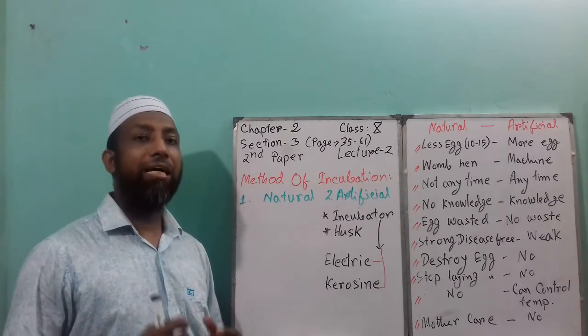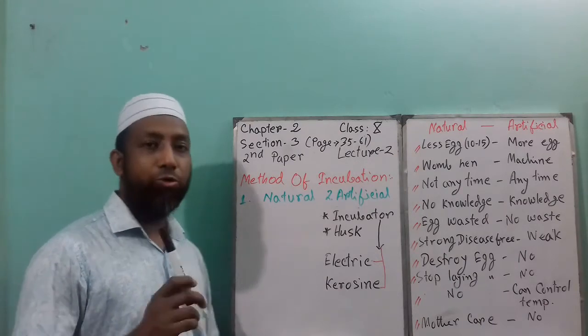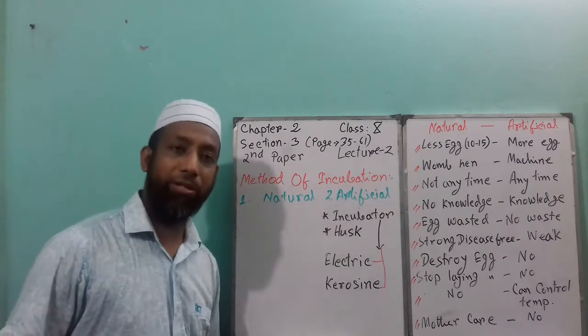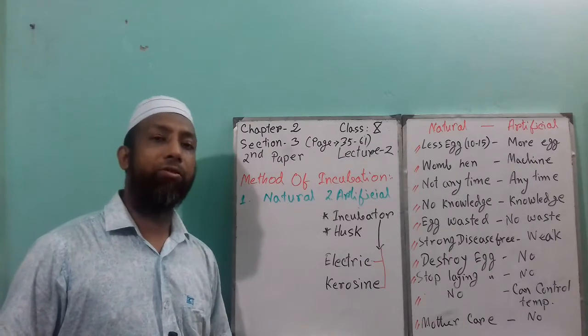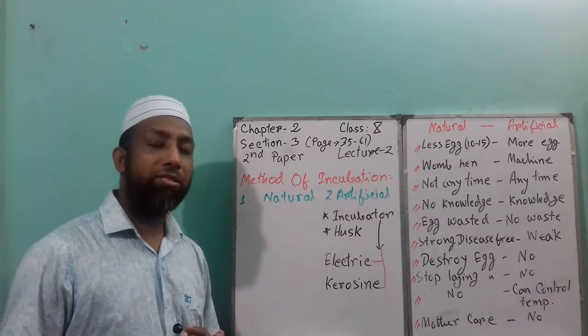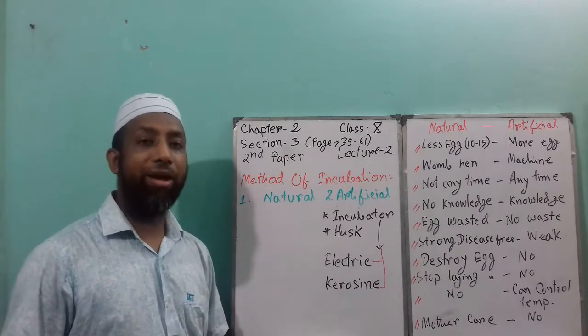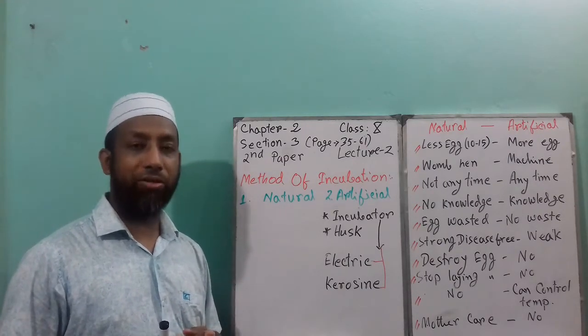That means the producing of chicks from the hen. There will be two methods: one is the natural method, the other one is the artificial method. So what is the natural method? The natural method is producing chicks from the hen with the help of a direct chicken. That is called the natural method.